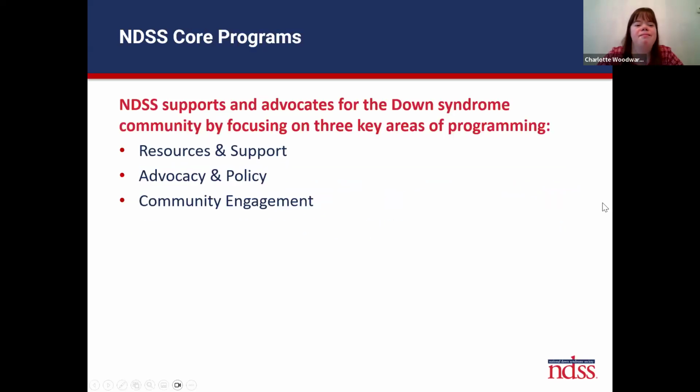Next slide, please. So we have several core programs at NDSS. We have resources and support, advocacy and policy, and community engagement. And these are the three areas of programming that we're focused on. Next slide, please.